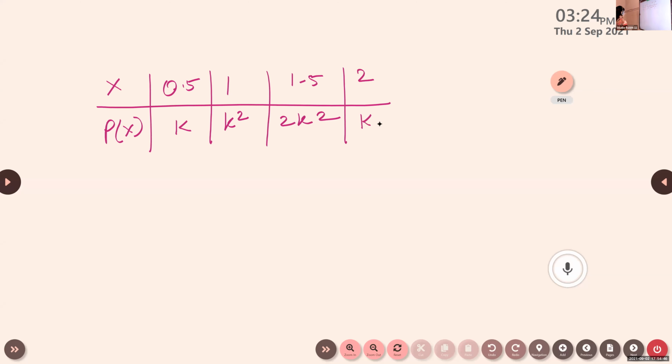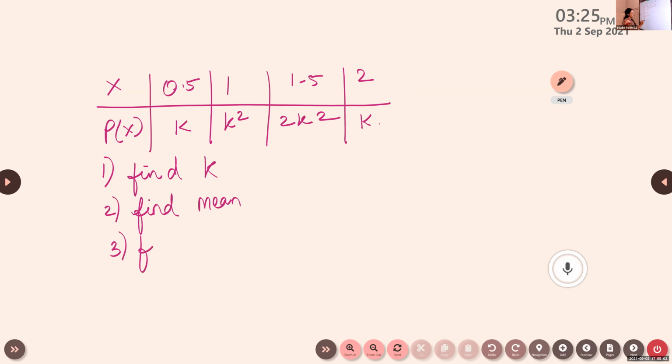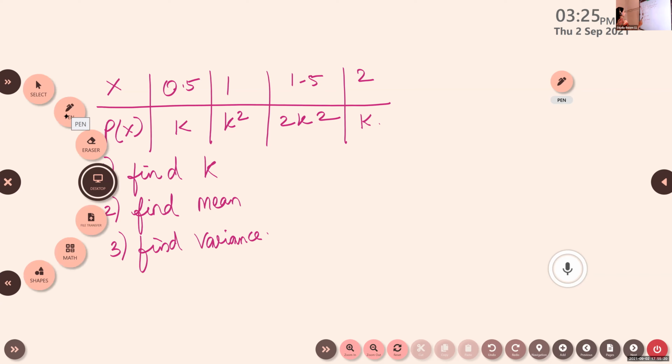What we have to find? First one, find the value of k. Second one, we have to find the mean. Okay, you write one more part: find the variance. So the next one and all you can do. We have to find out all these things: find k, find mean, find variance. So I'm going to find k. How will you find k?